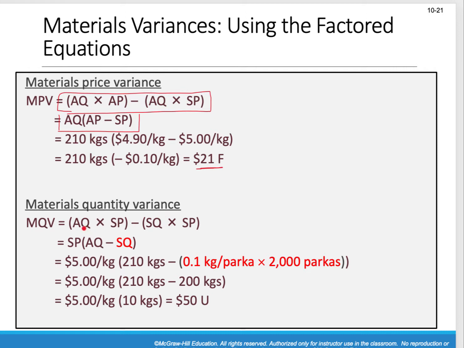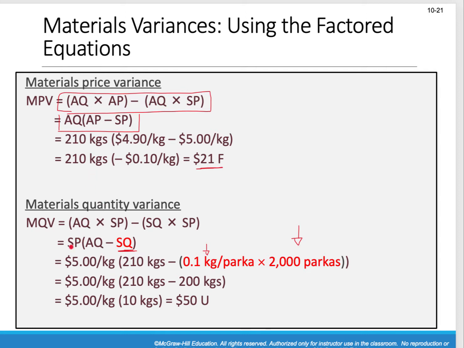Materials quantity variance says you take the actual quantity times the standard price minus the standard quantity times the standard price. Well, we didn't know what that standard quantity was. We had to figure that out, right? We know we made 2,000 parkas. We know that we should have used 0.1 kilogram of that filofiber per parka. So we see that it should be 200 kilograms of filofiber, right? So we do the same thing that we did up here, right?